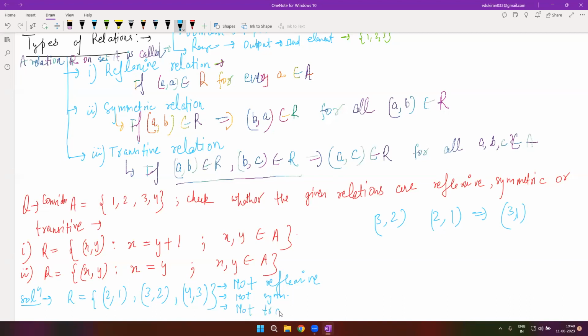So understand the difference. This is not transitive, not because of the first pair, but because of the second pair. Right? We don't need to check for 4 3 now. Correct, Faiza? Good.